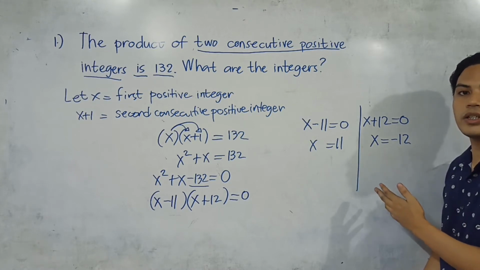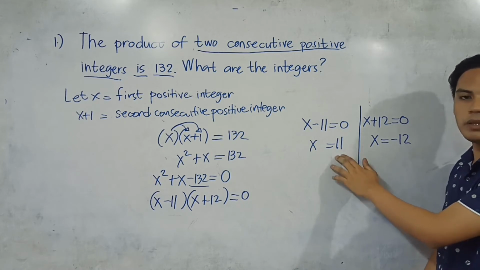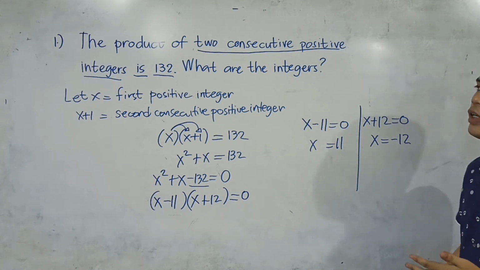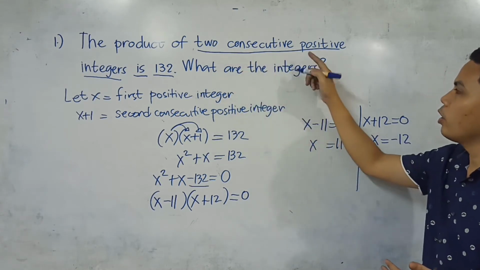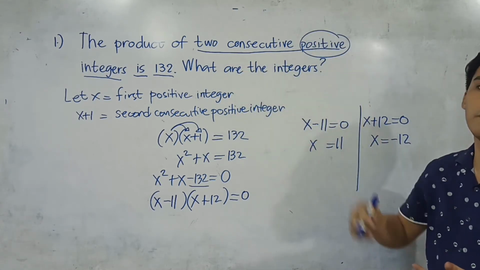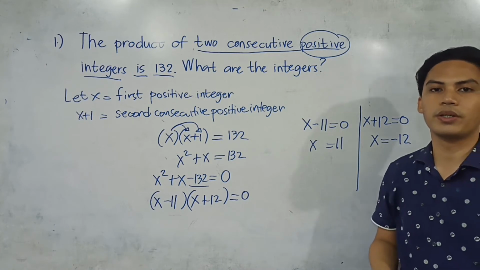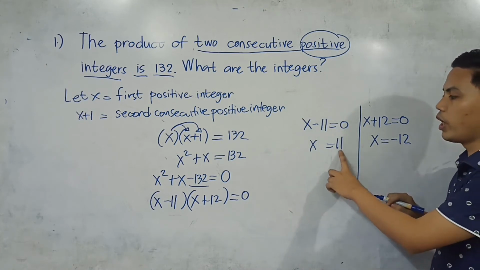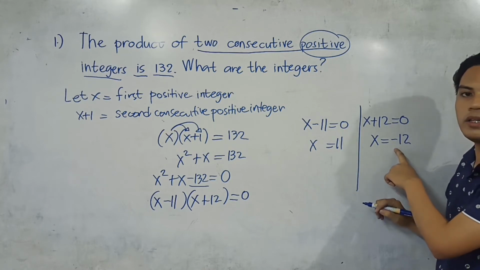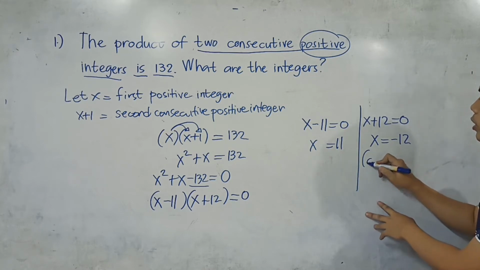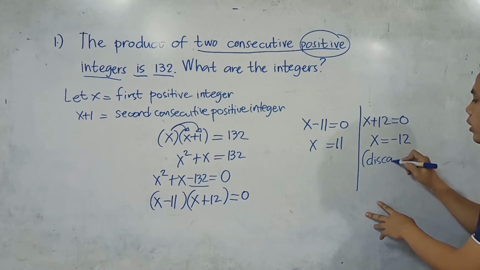Okay, the correct answer is positive 11. Bakit positive 11? Kasi nga, yung given o sa problem natin nakalagay o nakasaad na ang hinahanap natin ay consecutive positive integers. Okay? So, we're going to consider 11 as one of the consecutive integers. At ito namang negative 12, we're going to discard this one. So, this is discarded.